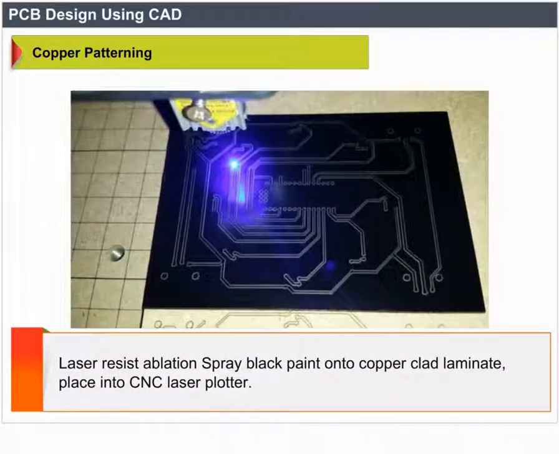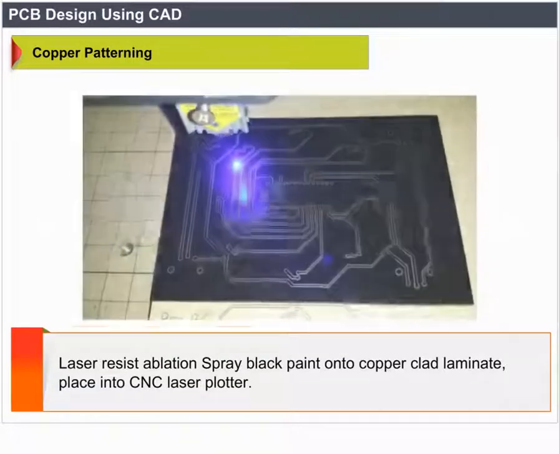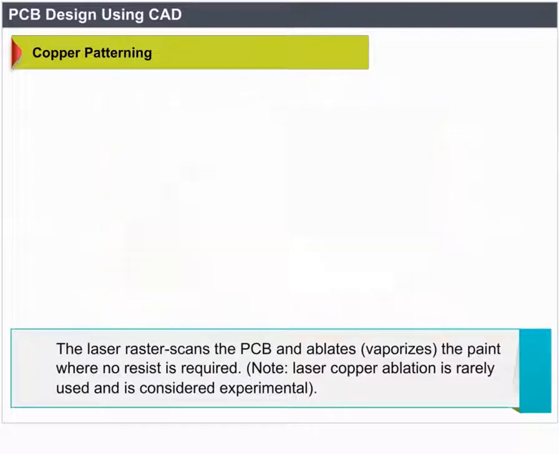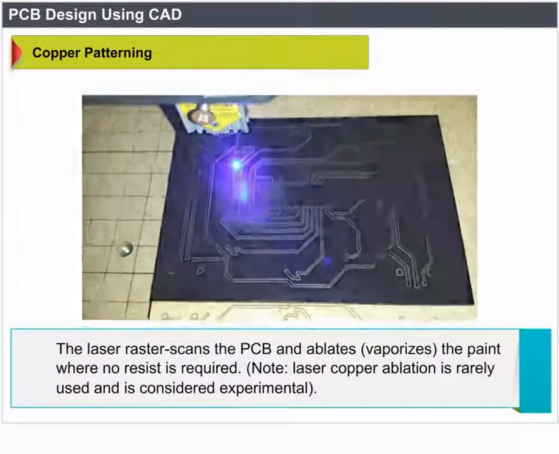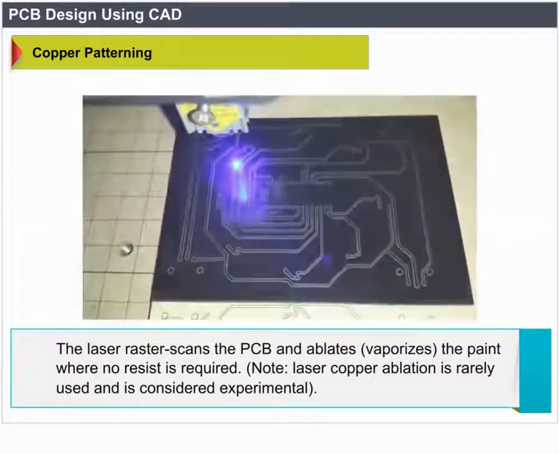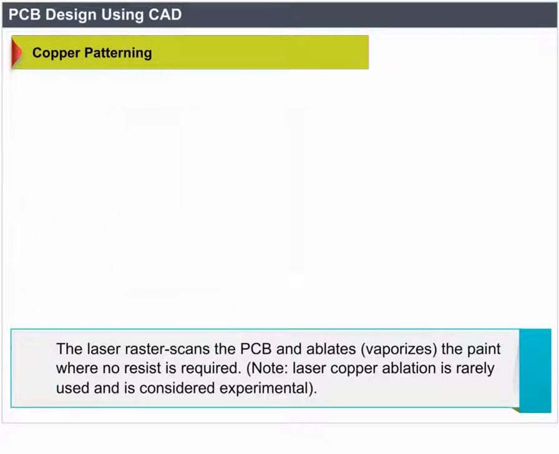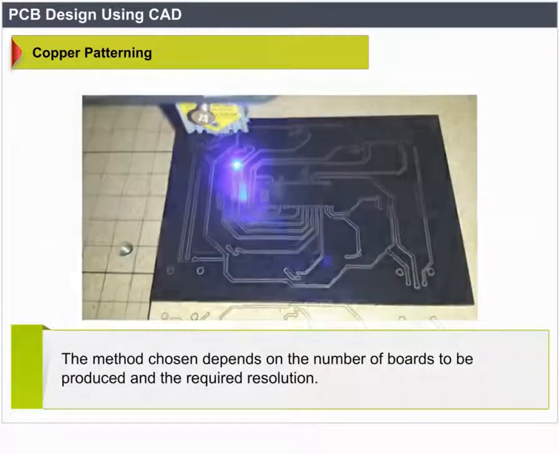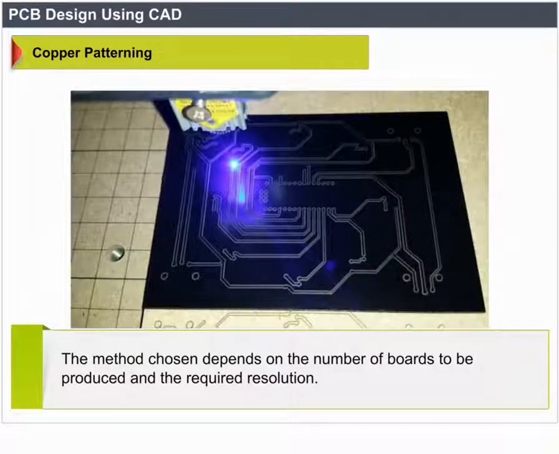Laser resist ablation: spray black paint onto the copper-clad laminate placed into the CNC plotter. The laser raster scans the PCB and ablates (vaporizes) the paint where no resist is wanted. Note: laser copper ablation is rarely used and is considered experimental. The method chosen depends on the number of boards to be produced and the required resolution.